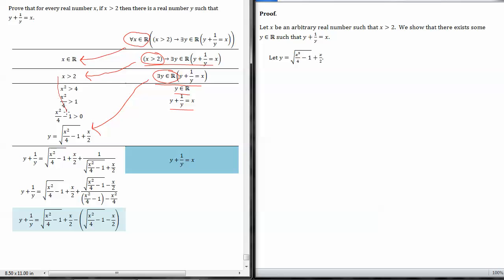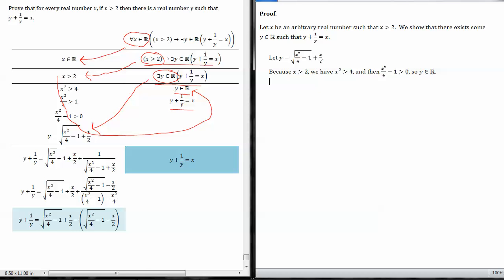And then to prove that it's a real number, we went from x greater than 2 and we did some algebra, right? And eventually concluded that y was real. So I'll just say because x is greater than 2, we have, well, x squared greater than 4. And then it follows from that x squared over 4 minus 1 is greater than 0, putting a couple steps together there. And therefore, combining that with our definition of y up here, we see that y is indeed a real number.